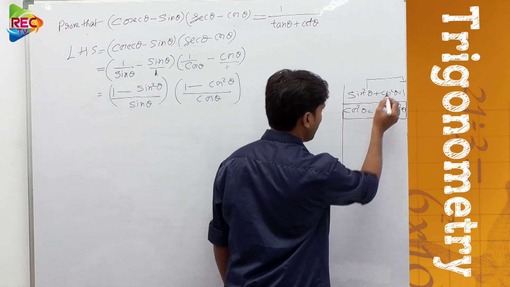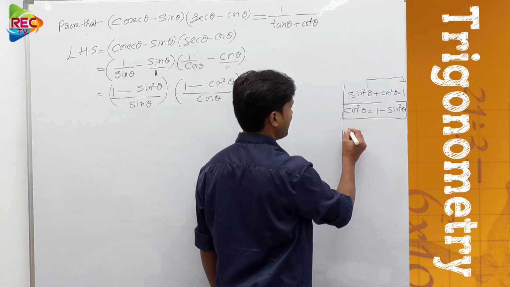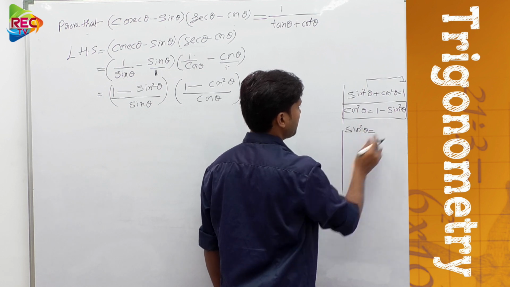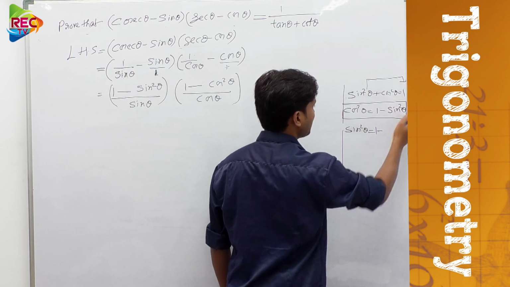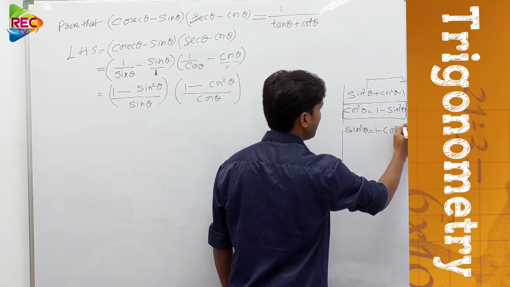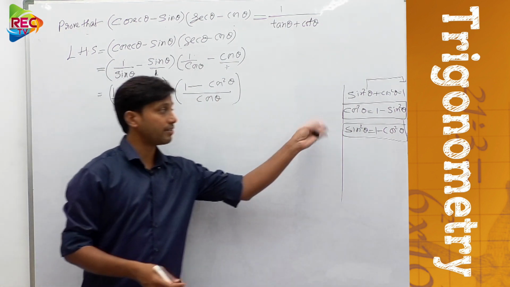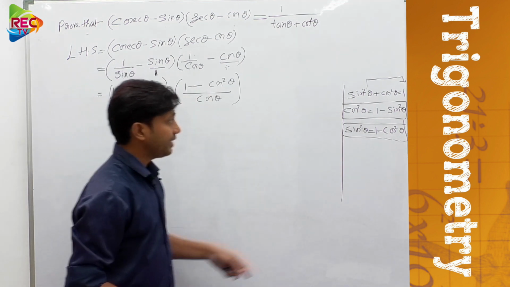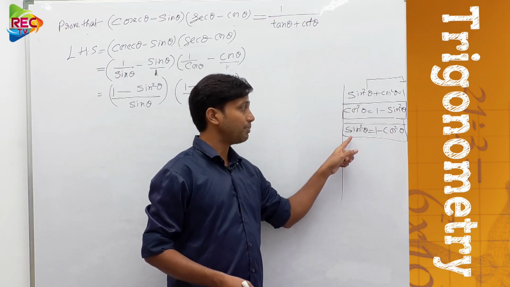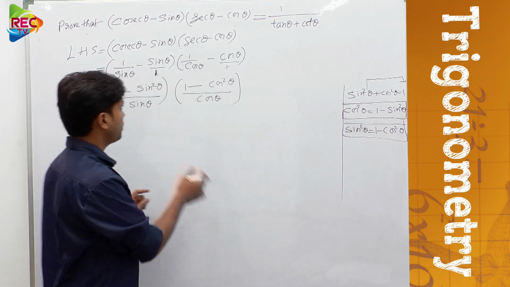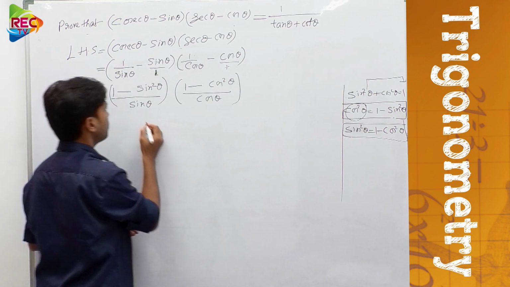And if you want to subject sin square theta here, sin square theta would be equal to what? You can bring this cos square theta to the other side. Then 1 minus cos square theta equals sin square theta. So these are the values of the identity in terms of cos square theta or in terms of sin square theta. Anywhere if you are getting 1 minus sin square theta, you can replace it with cos square theta. Anywhere if you are getting 1 minus cos square theta, you can replace it with sin square theta. So here both are there. 1 minus sin square theta can be replaced by cos square theta, so replace it.